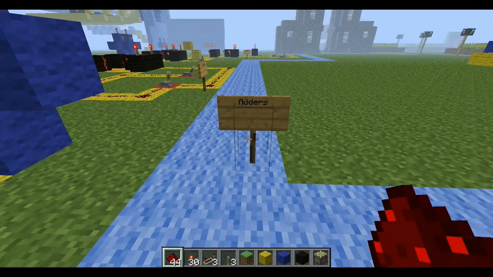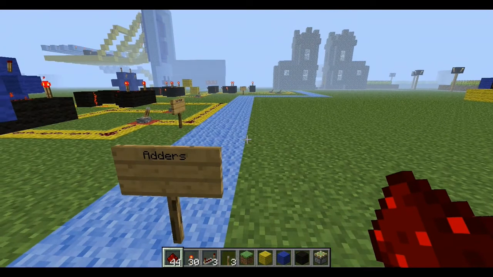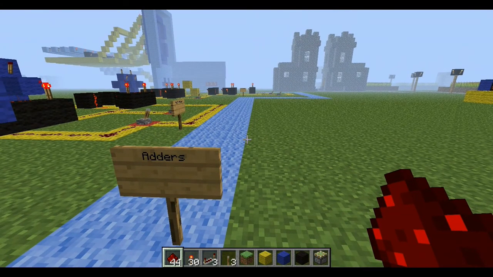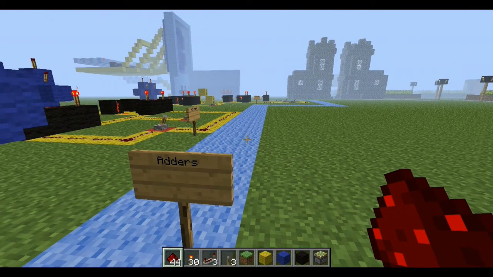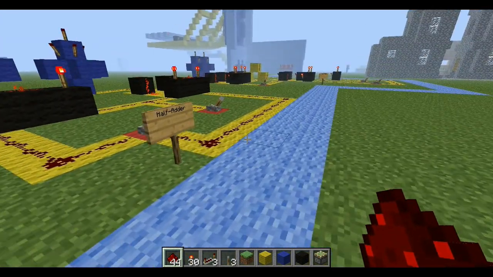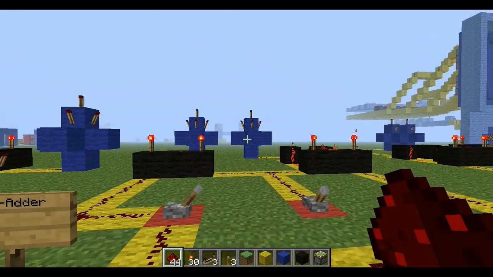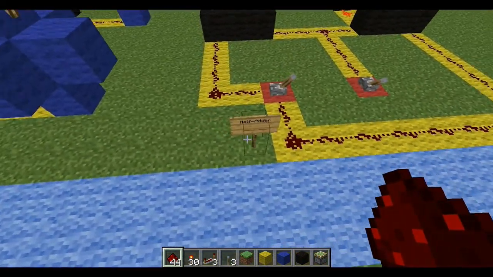Today we are going to be talking about adders. Adders are basically giant circuits that will count the number of inputs and display it as a binary number, basically in codes of zeros and ones, with certain outputs being on and certain outputs being off. Right now we're going to look at the half adder.